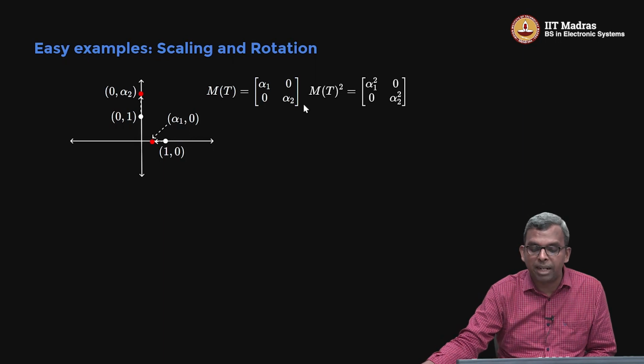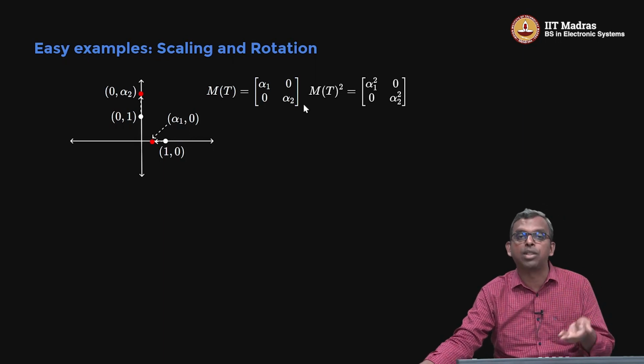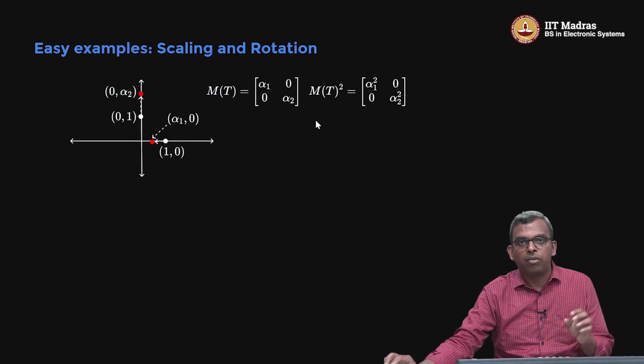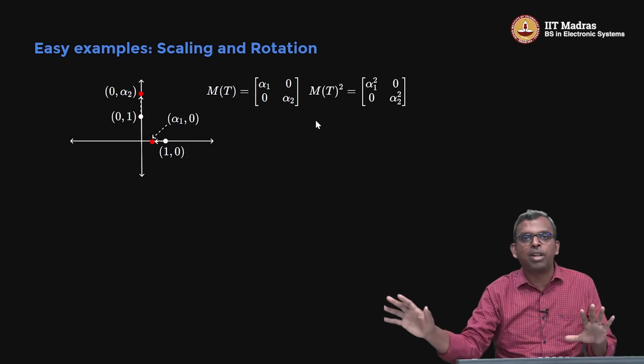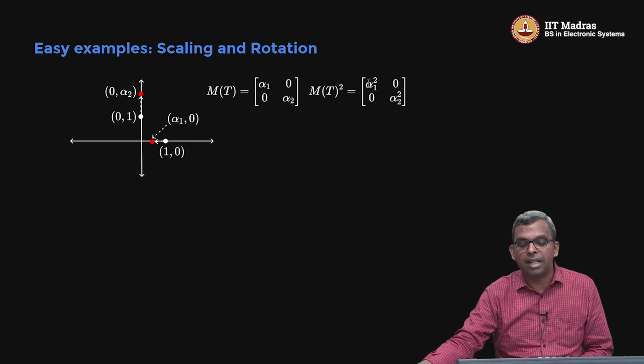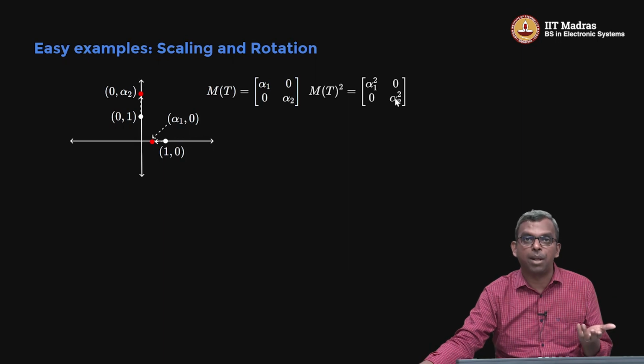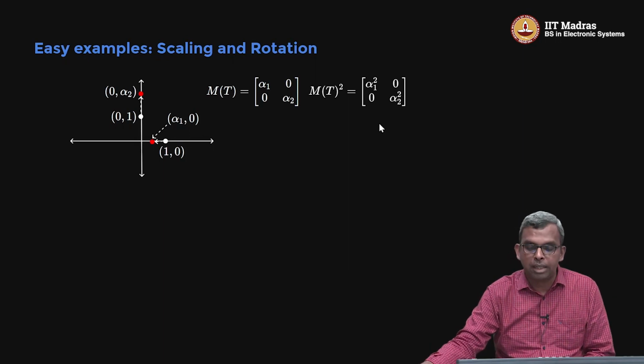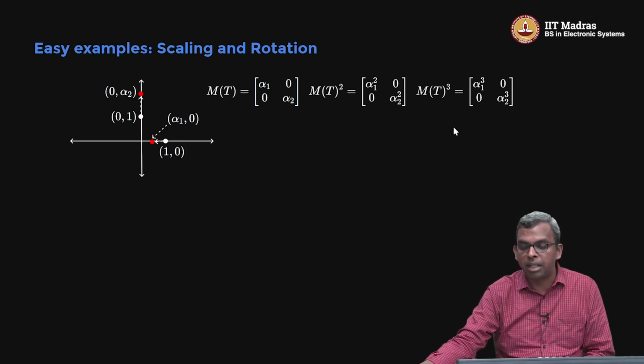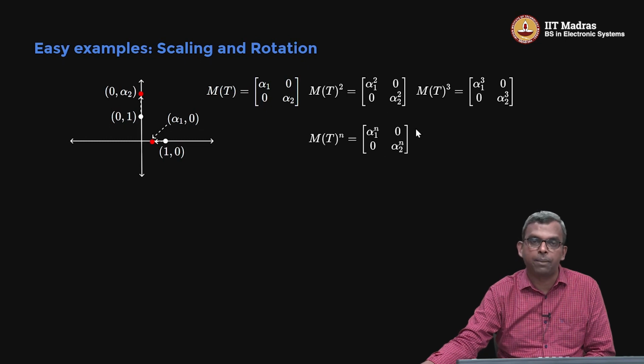So, diagonal matrices are very easy to take powers of. When you take powers, because it is diagonal, you can ignore the off diagonal elements, they will always be 0. The diagonal elements will keep going to higher and higher powers. Okay, so this is a very useful and simple property. M of t power 3 will become alpha 1 power 3, alpha 2 power 3. You can see it pictorially here. You can also see it by the algebra of matrix multiplication. In general, even if you do it n times, you are going to get alpha 1 power n, 0, 0, alpha 2 power n. Okay.